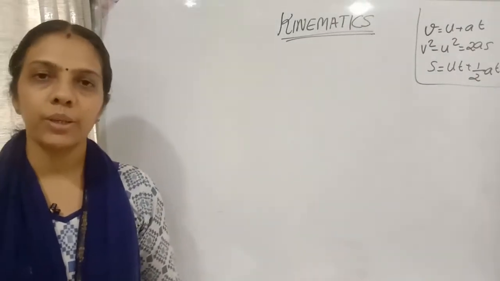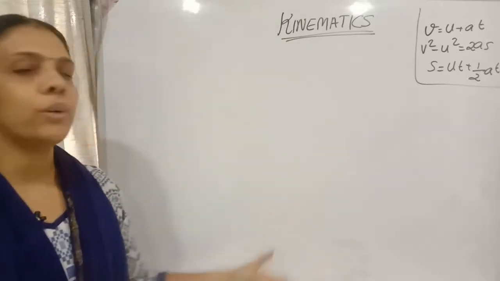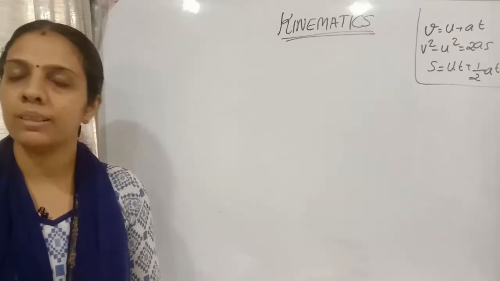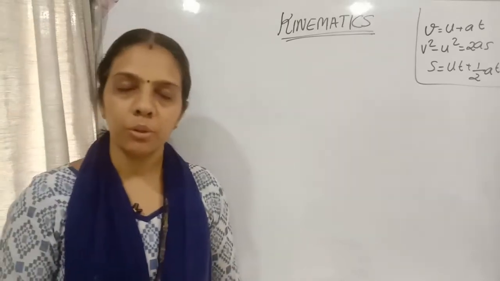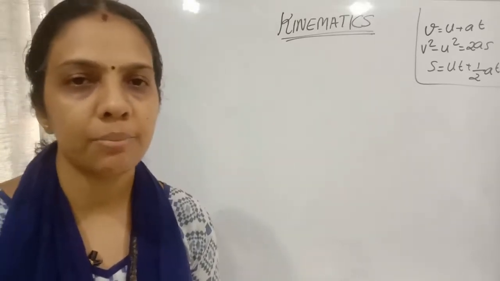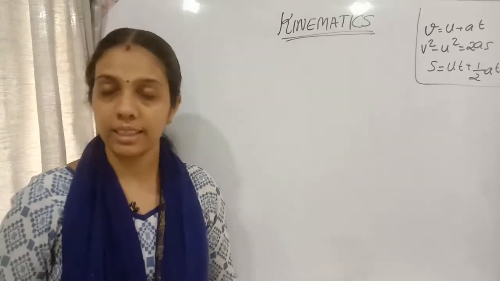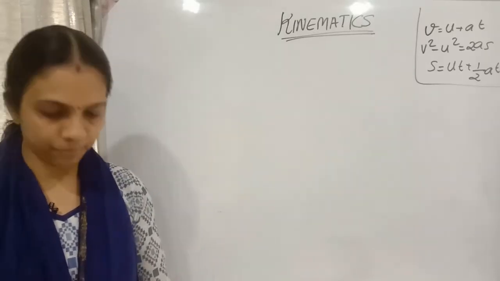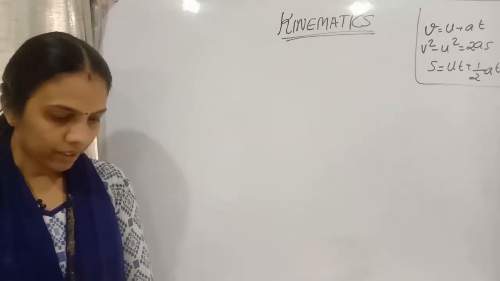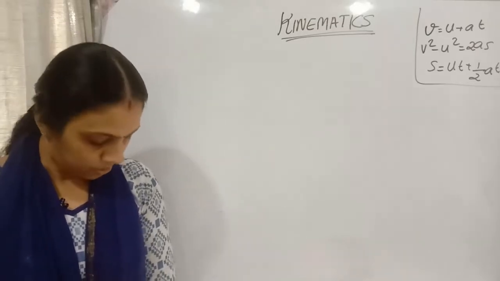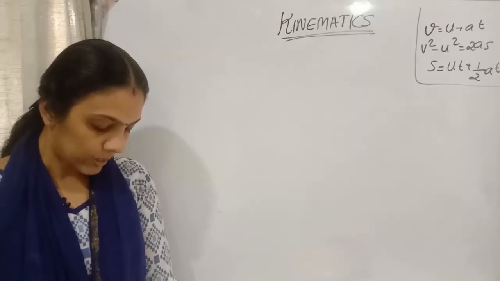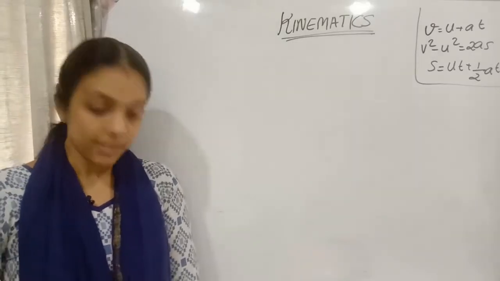In today's video also we are continuing with the same portion, and these questions I have taken from DC Pandey sir's book, the NEET preparation book. Okay, so next question is, a body is moving with uniform velocity of 8 meter per second.